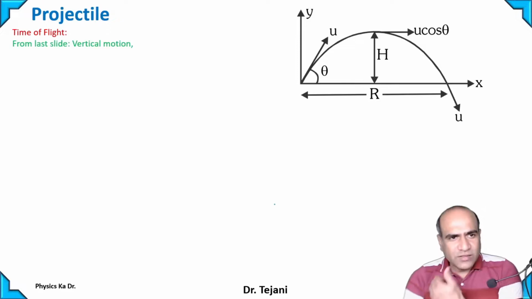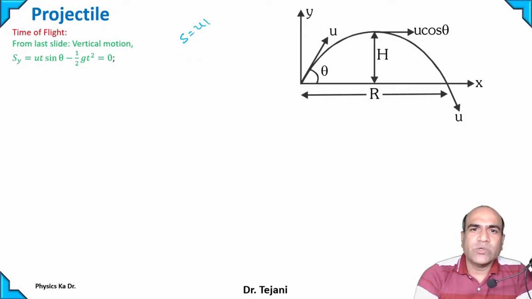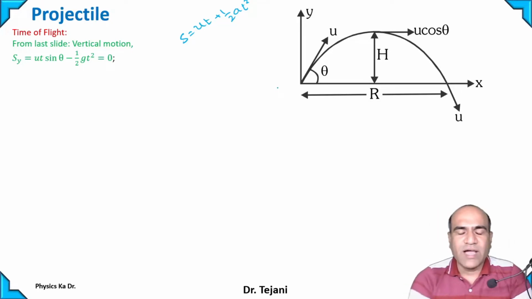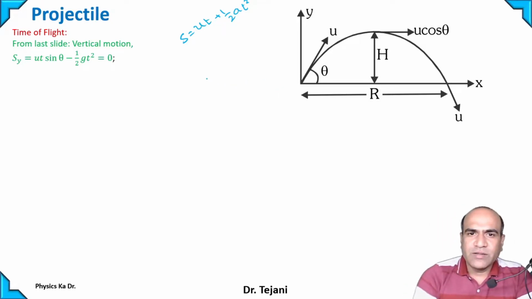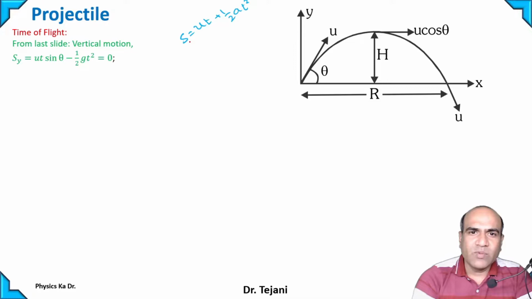Good. From the last lecture, we already have the equation of motion, s is equal to ut plus 1 half at square. We have all of these equations. If we take the equation along the y direction, we can write sy, meaning vertical movement, is equal to uy t, and t will be the same for that, and a becomes minus g, right?